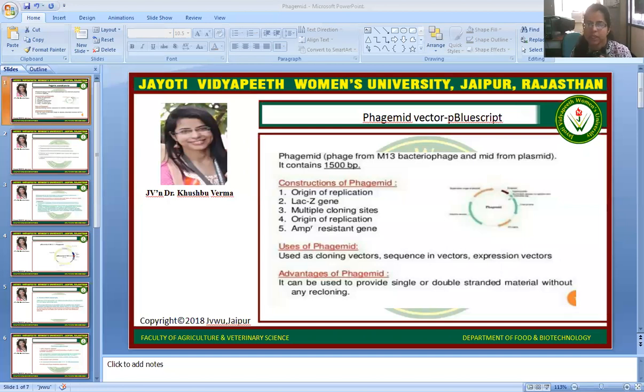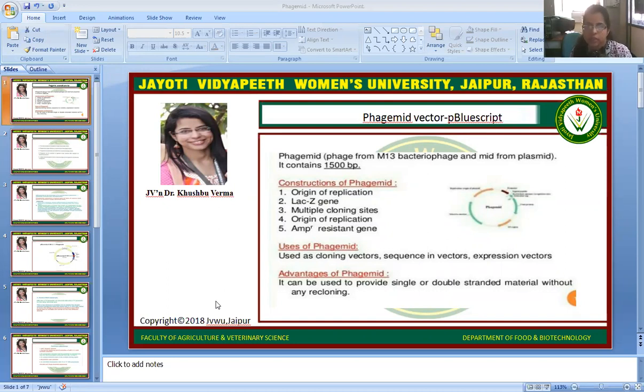Phasmid: phage from M13 bacteriophage and mid from plasmid. It contains 15 base pairs. And if we talk about the construction of the phasmid, it has an origin of replication, lacZ region for the identification of transformed cells, multiple cloning site, origin of replication and ampicillin resistance gene.